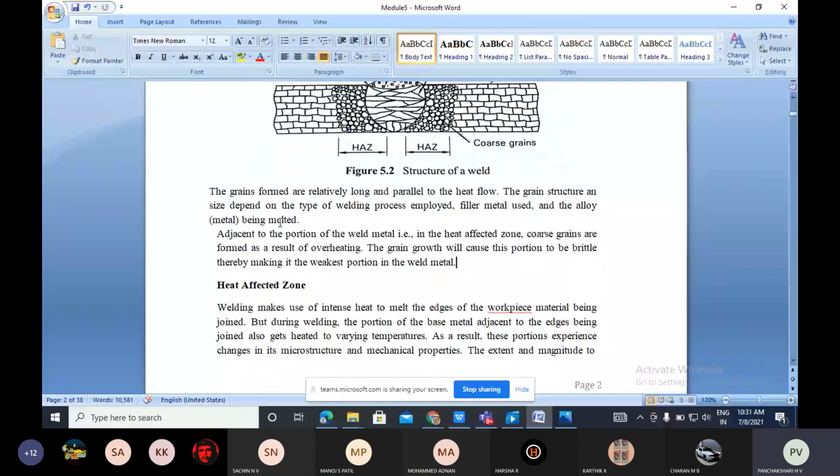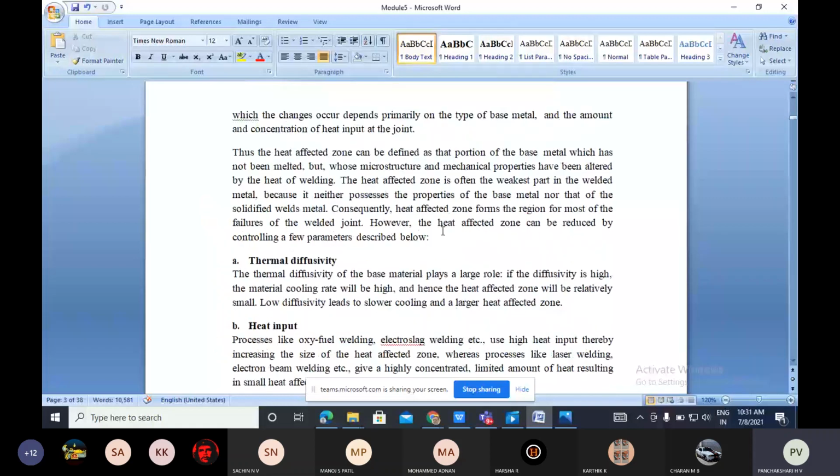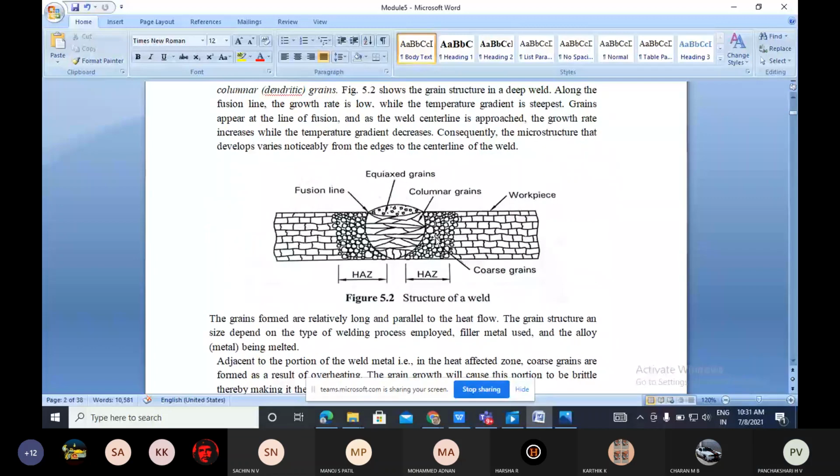Any doubts on this heat affected zone and the structure of the metal, you can ask now with respect to this diagram and explanation. Now it is open to you. You can ask questions if you have anything. No doubt? No questions? No doubt, sir. Then I will go ahead.